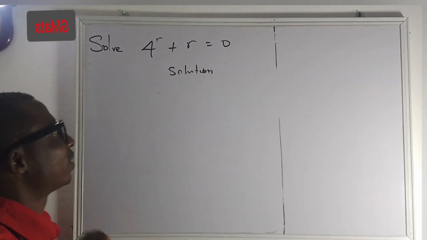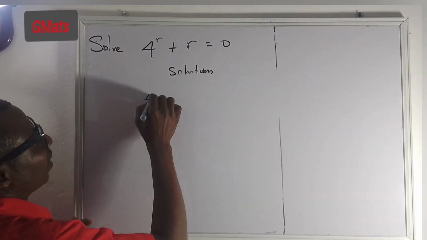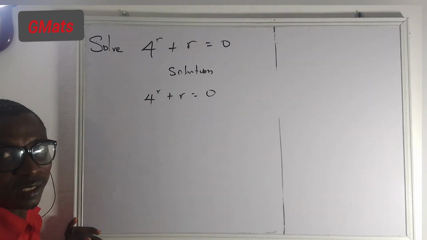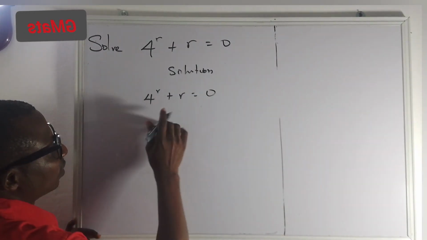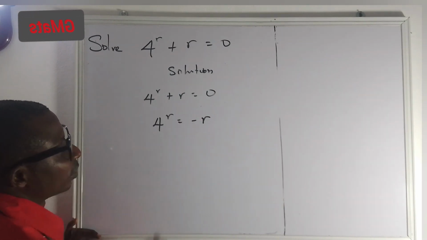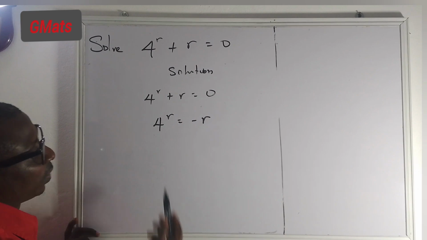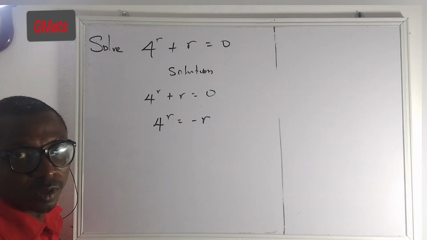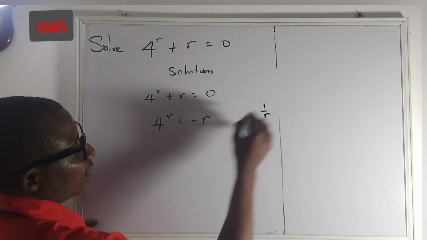Now, we have to solve 4 raised to the power of r plus r equals 0. Now, how do we do this? We have 4 raised to the power of r plus r equals 0. The first thing is to subtract r from both sides. So, you have 4 raised to the power of r equals minus r. Now we can multiply both powers by the reciprocal of r, that is 1 over r.